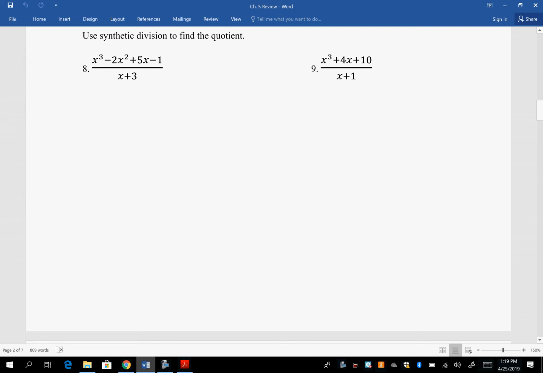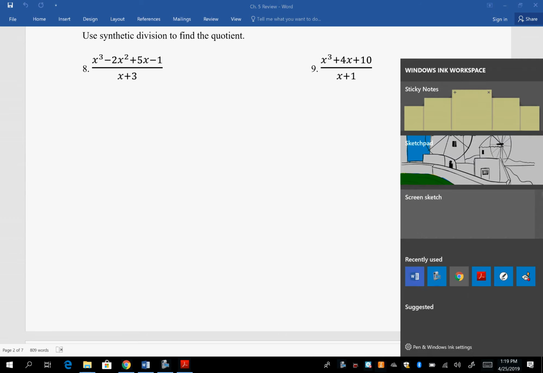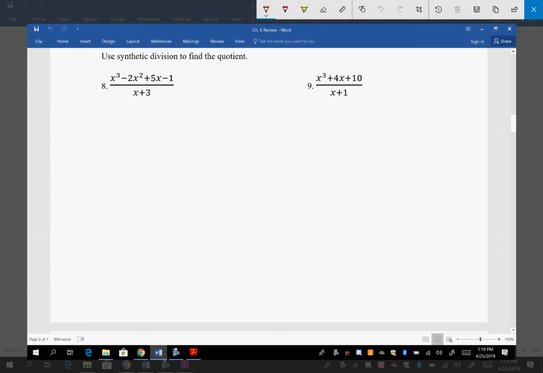Number 9 is division again, but this time it's synthetic, so fake division. How do I know what number to put in the corner? The divisor, the denominator, and you want to think opposite. Think opposite, so -1. What am I going to write for my coefficients here? 0. Why'd you say 0, Jace? There's not a square term. You see how it's missing a square term? So you need that placeholder. So 1, 0, then 4, and 10.